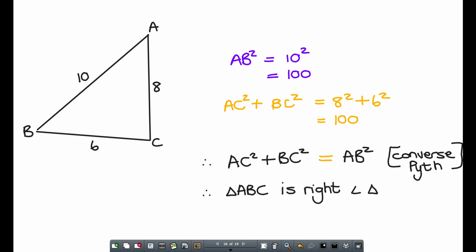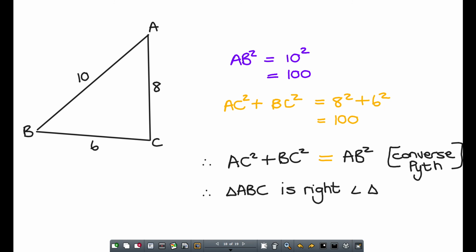If they are not equal to each other, then over here you would just have not equal to, and then you would have here not a right angle triangle. There can only be one longer side.